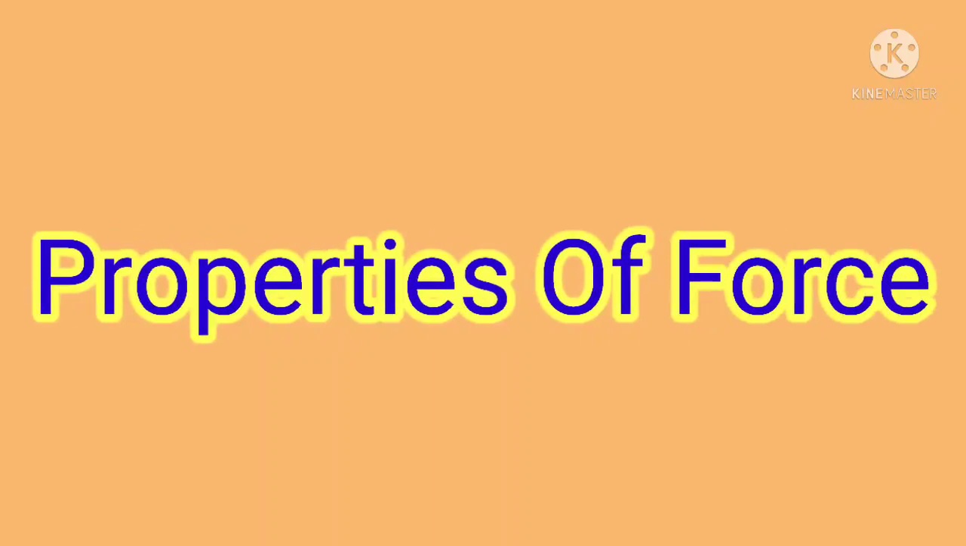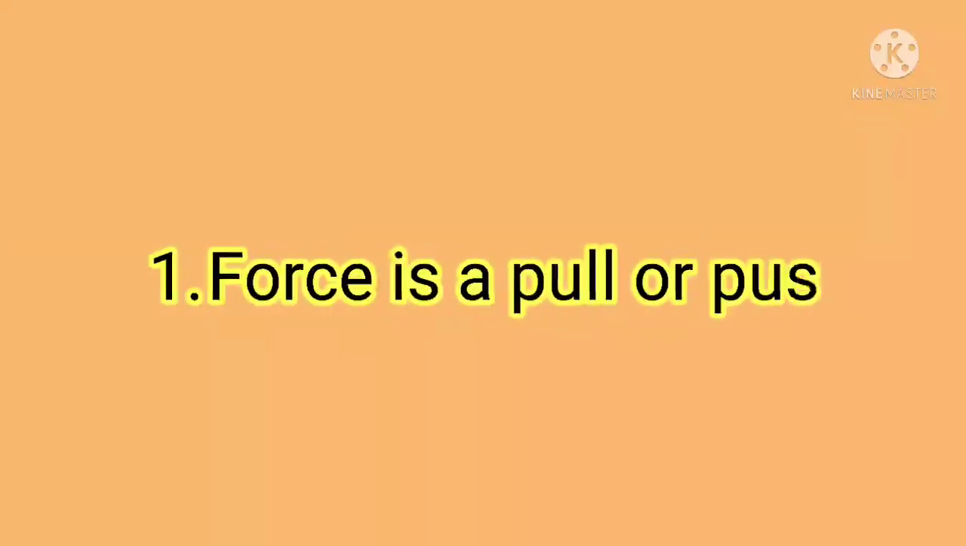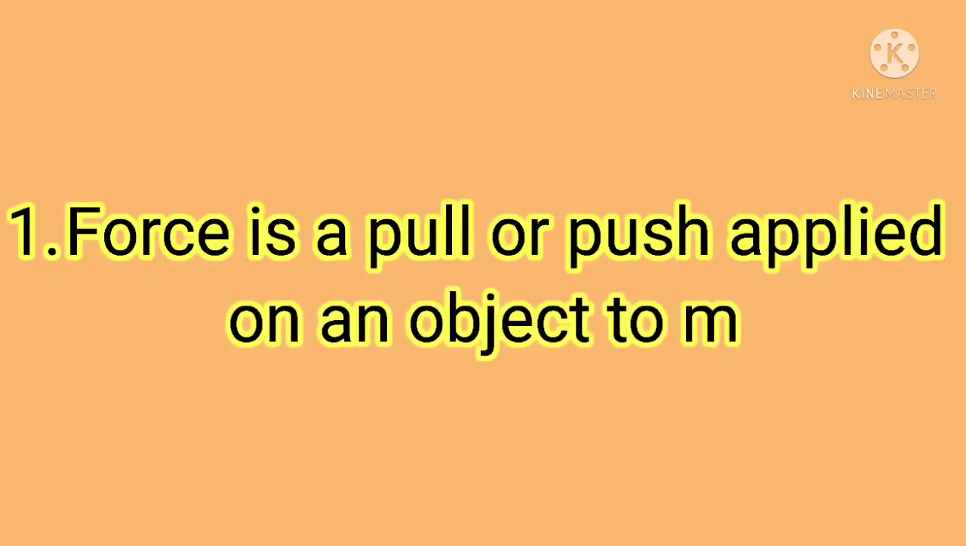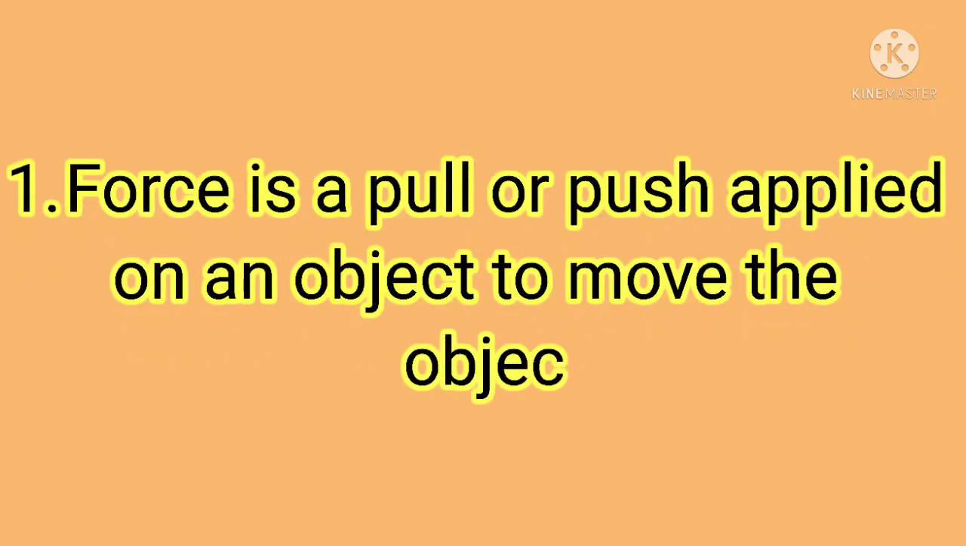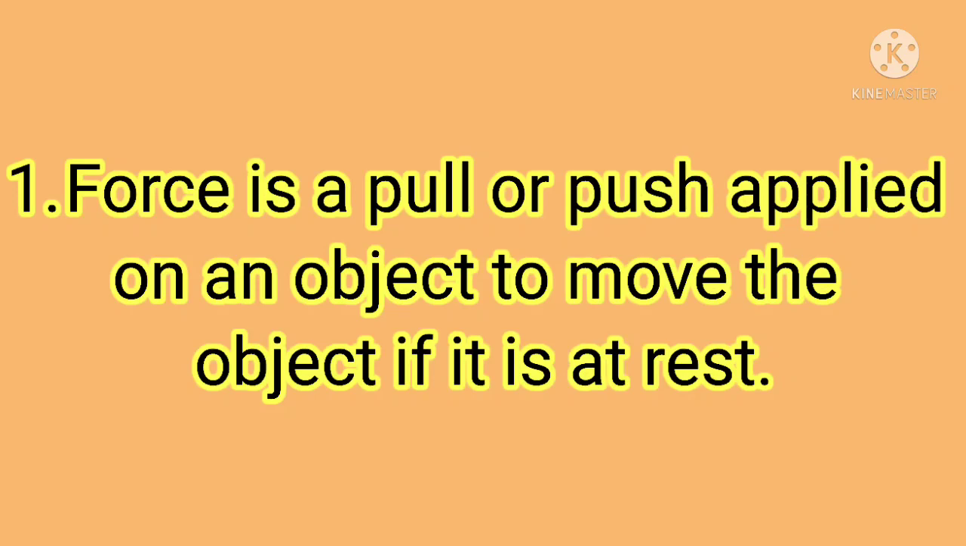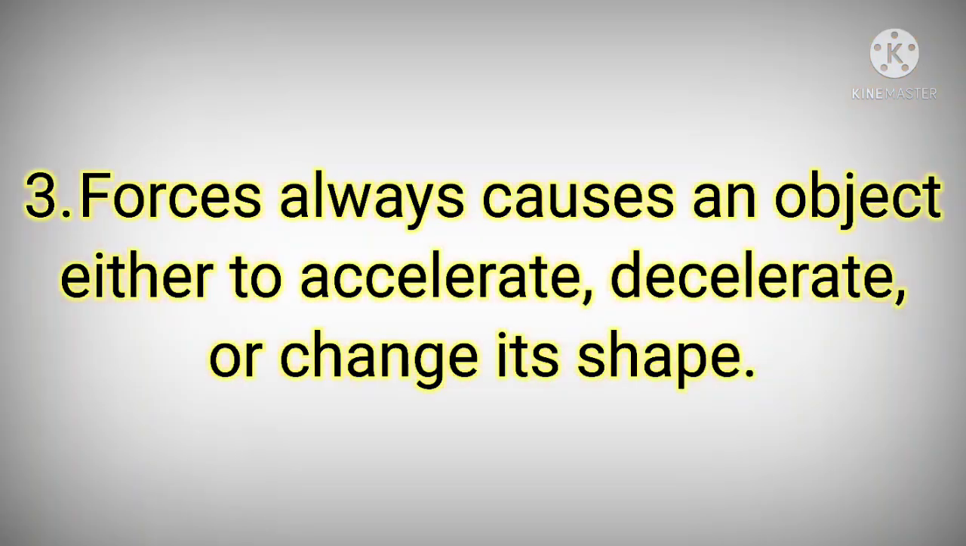Okay? So properties, you can see number 1: force is a pull or push applied on an object to move the object if it is at rest. Okay, so this is the first property of the force. Then we go to property number 2. Force is a pull or push applied on an object to stop the object if it is in motion. Then property number 3: force always causes an object either to accelerate, decelerate or change its shape.